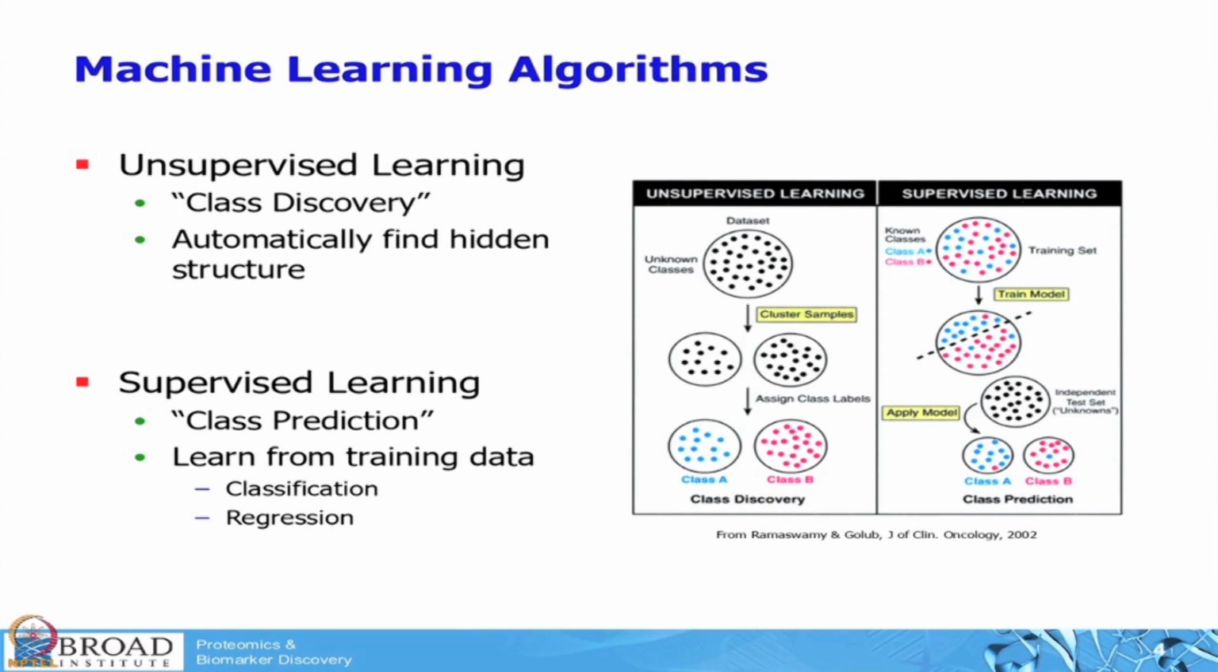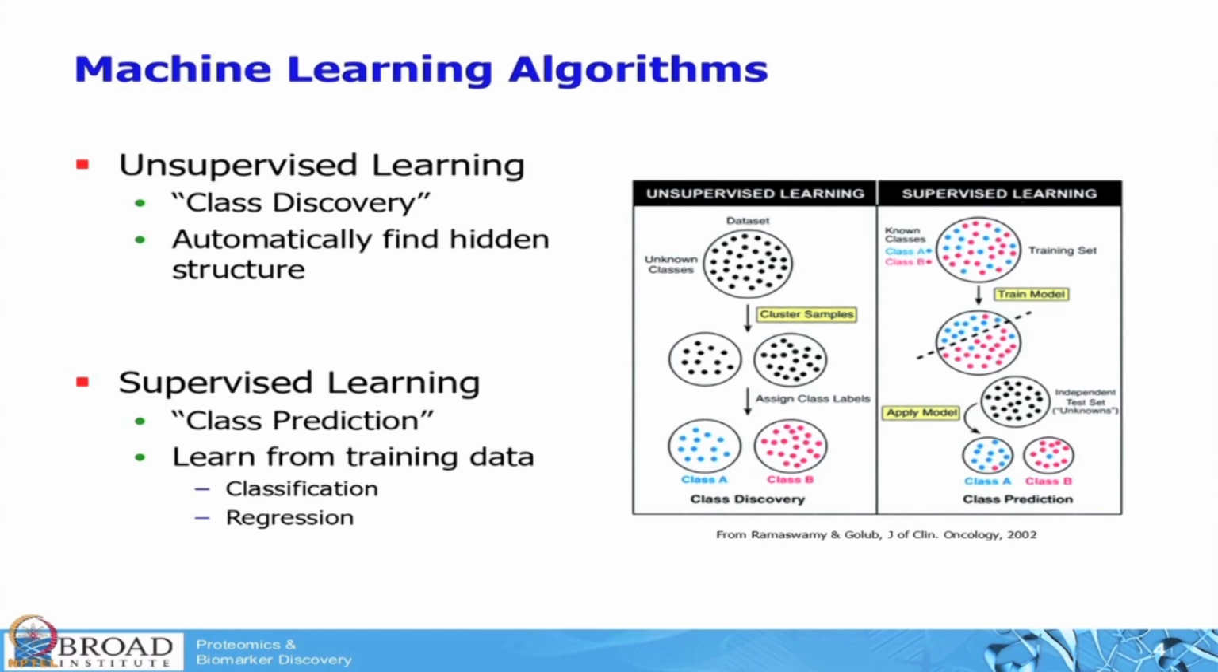So there's this thing called unsupervised learning, where you try to use machine learning to discover things in the data. It's called class discovery, where you want to automatically find hidden structure. So you have breast cancer samples. What are the innate groups in breast cancer? So you want to try to find the classes or the structure in breast cancer or any data using machine learning. That part is called unsupervised learning.